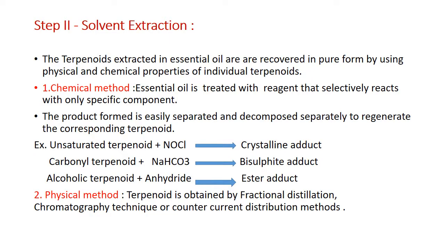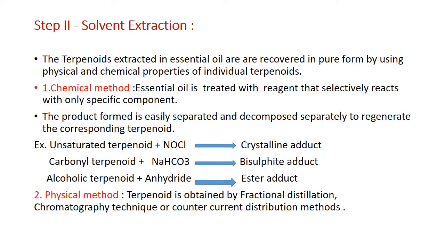Now, in step number one, we have collected the terpenoid in the form of essential oil by using the solvent extraction method. Now the essential oil we have collected, not the terpenoid. Means we have to follow step number two. What is that step number two? Now we have to isolate the terpenoid from this extracted essential oil.